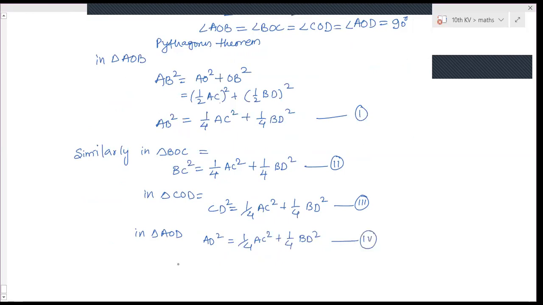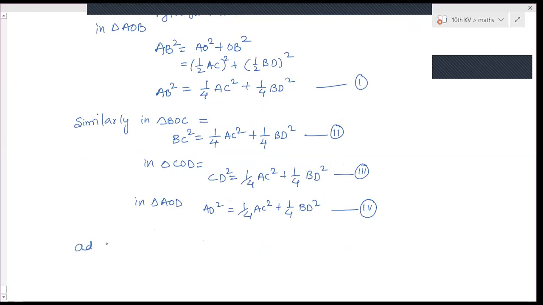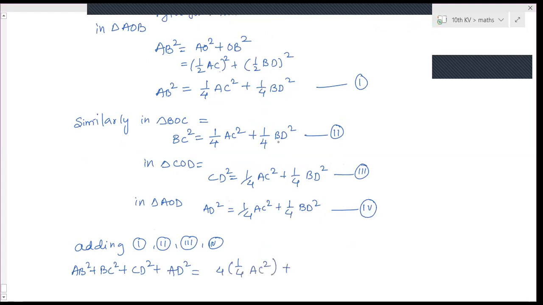Now add all of them. Adding 1, 2, 3, and 4: AB square plus BC square plus CD square plus AD square is equal to how many times? 4 times 1 by 4 AC square, and here also 4 times 1/4 of BD square. This 4 gets cancelled, this 4 gets cancelled. So this is equal to AC square plus BD square.